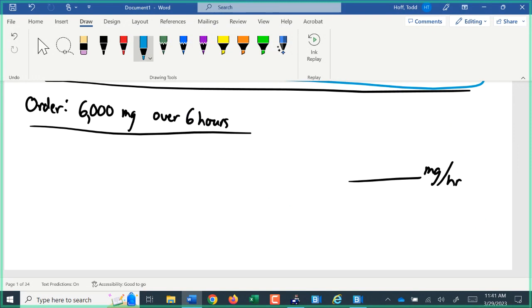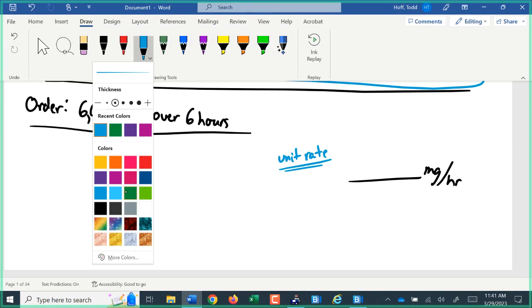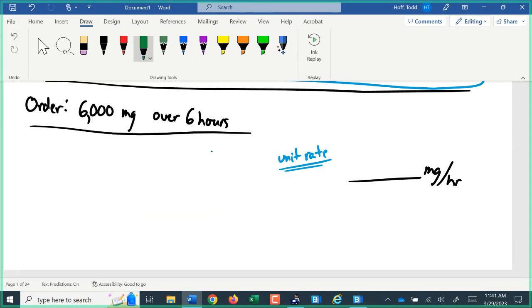Well, this is nothing more than a unit rate. Remember when we talked about ratio and rates and proportions, most rates are expressed as a unit rate where the second number is just a one single unit. So to do that here, we look at our order and we express it just as it sounds. It is 6,000 milligrams of medication over 6 hours.